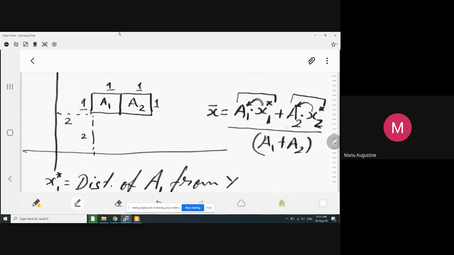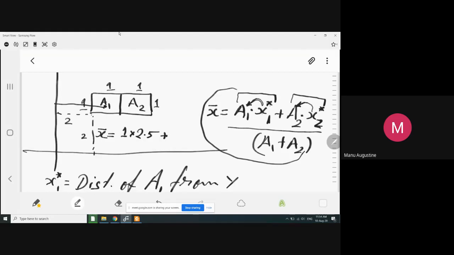So what is a1? I am using this equation. What is the value of a1? Anybody? 1 meter square. 1 meter square multiplied by what is the value of x1 star? X1 star means the distance of centroid of a1 from y-axis. 2.5.